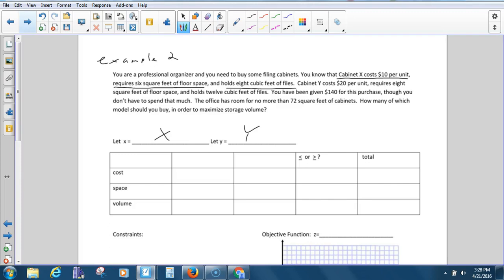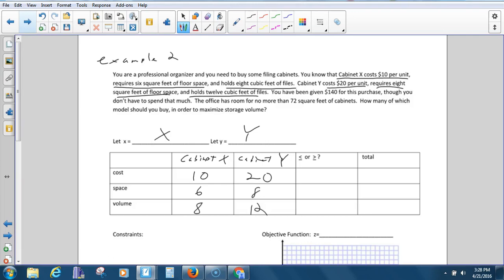Now, we can do each one or just go right on down. So here's cabinet X. And here's cabinet Y. Well, it says it costs $10 per unit. Okay? So cost, $10. It requires 6 square feet of floor space and holds 8 cubic feet of files. Cabinet Y, on the other hand, costs $20 per unit. Requires 8 square feet of floor space and holds 12 cubic feet of files.